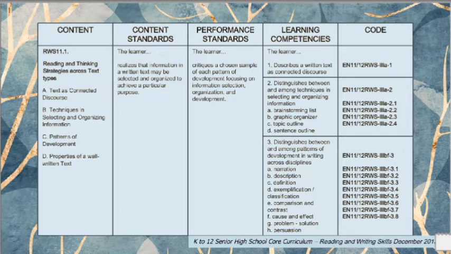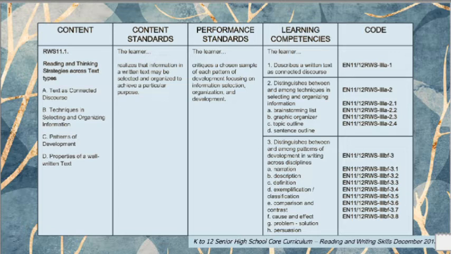On the third column is the performance standard. As we see in this example, the performance standard is to critique a chosen sample of each pattern of development, focusing on information selection, organization, and development. We will notice that performance standard is very parallel to content standard. If content standard is all about the knowledge, performance standard then is all about the skills that the learners are expected to demonstrate. What I mean is performance standard first analyzes the content standard and asks, what skills should the students demonstrate after and while gaining the knowledge that they need? Or, what do they need to do to help them demonstrate and make use of what they have learned?